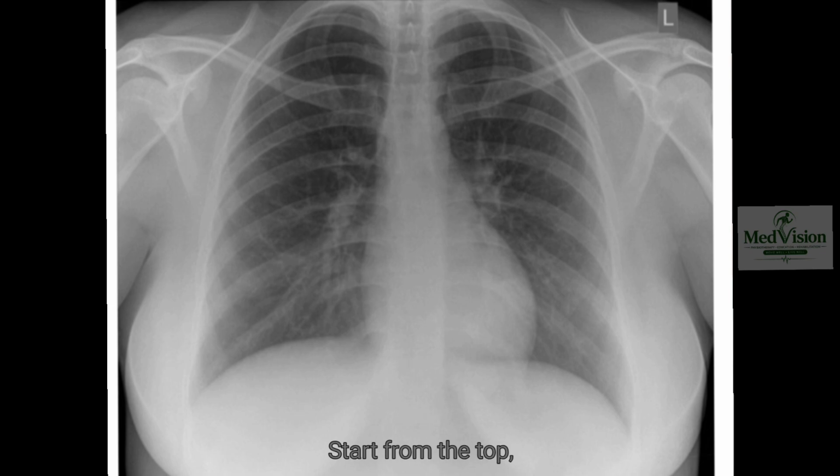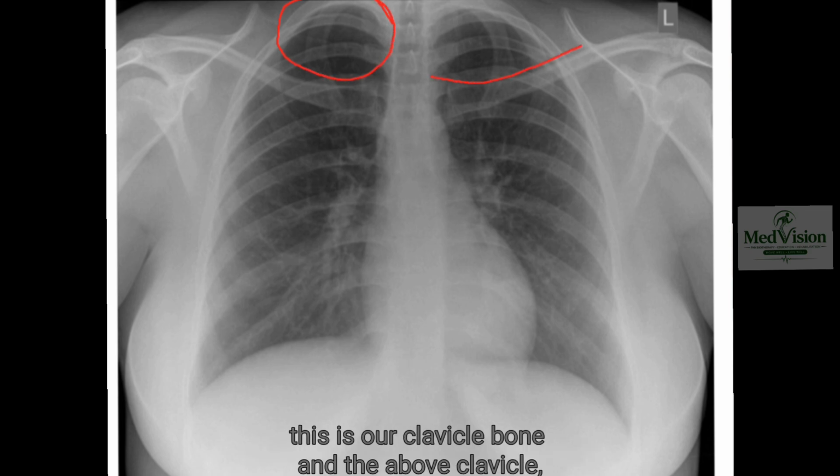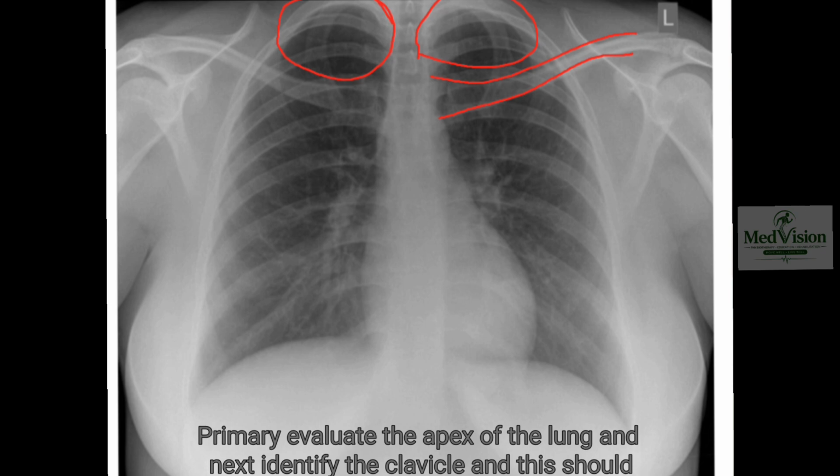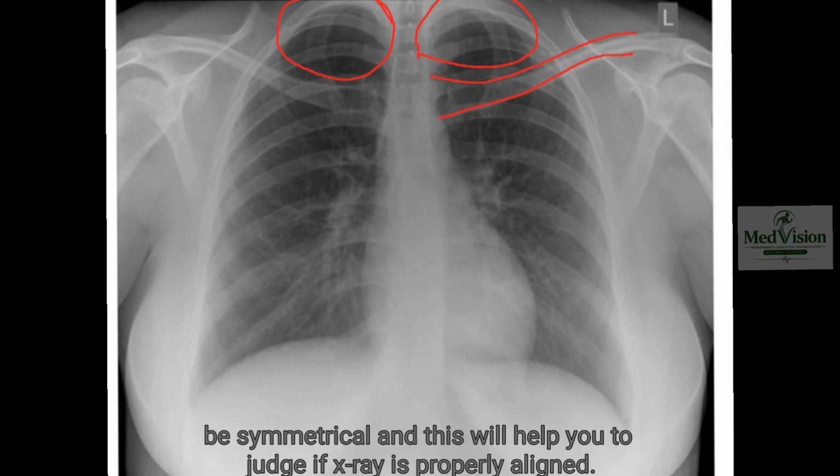Start from the top. First look at the lung apexes. These are the uppermost part of the lung, just above the clavicle, and this is our clavicle bone. The part above the clavicle is called the apex of the lung. First evaluate the apex of the lung and next identify the clavicles, and these should be symmetrical, and this will help you to judge if the x-ray is properly aligned.